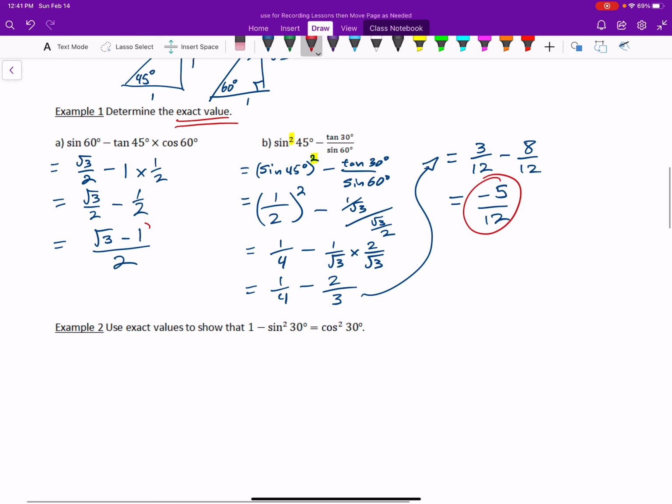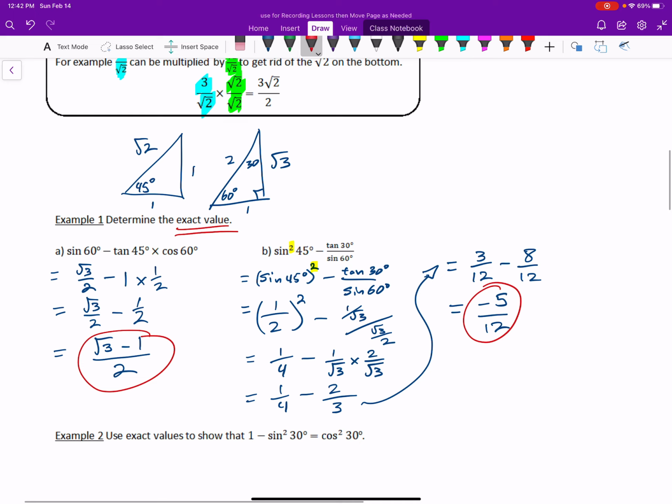So that's working with exact values. I'm not using my calculator, I'm using the triangles, I'm creating the fractions, I'm working with them as they are. If it was necessary, I would rationalize the denominator. In neither of those two examples was that necessary, though.